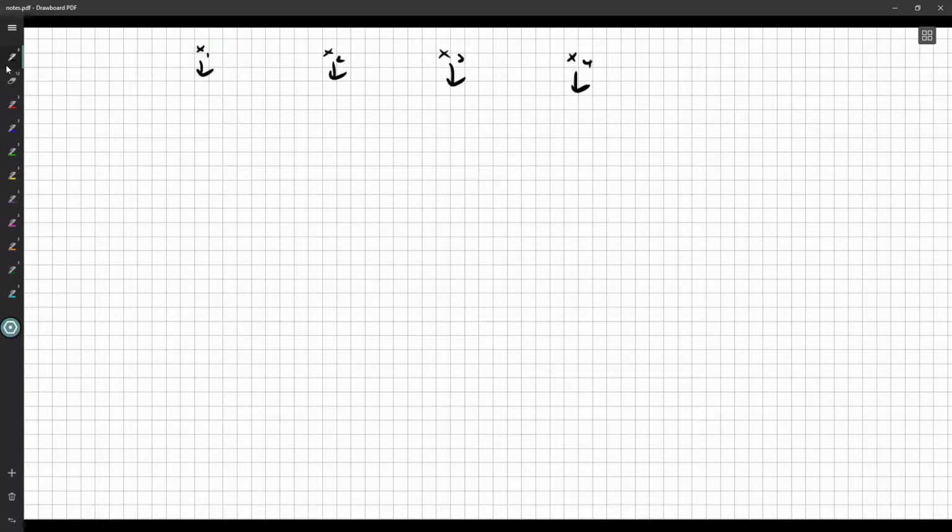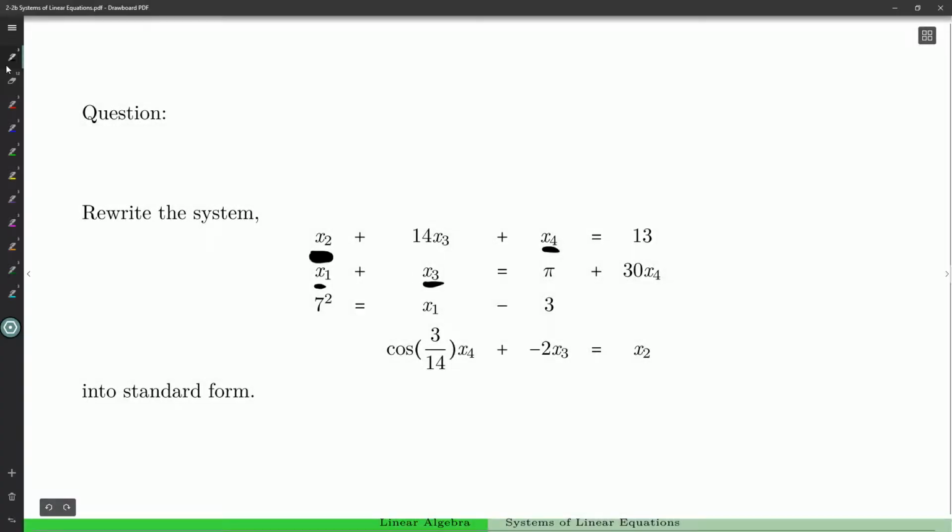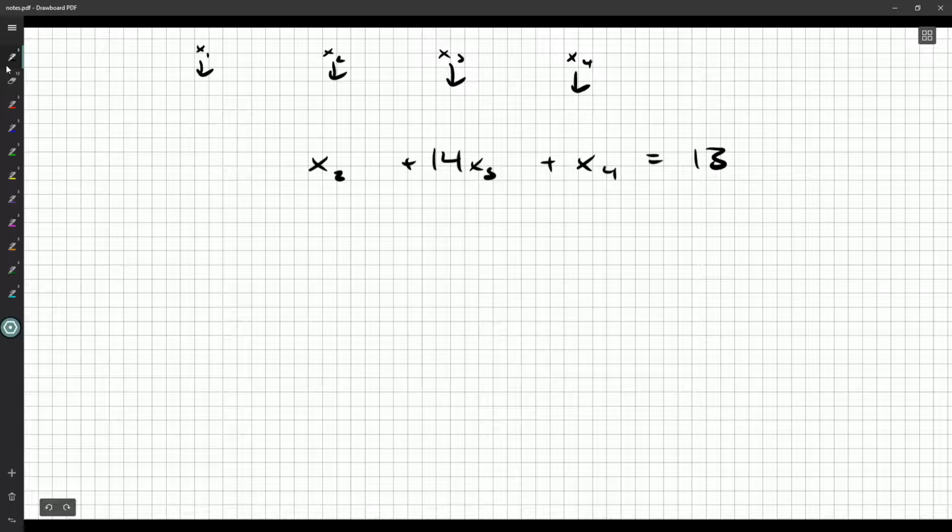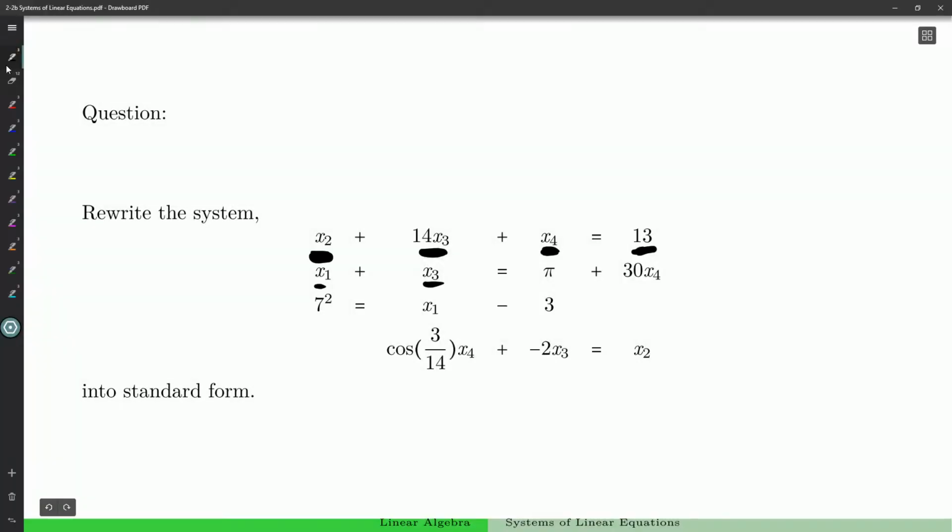Okay? Now, if we take a look at that first expression, it's already got x2, x3, and x4 lined up. They're on the right side. And a nice single constant of 13 here. So we're doing great. But when we move to the next equation, there's an x1, but it's already sort of lined up with an x2, so we'll need to move that over. x3 is looking good. There's a nice constant of pi.